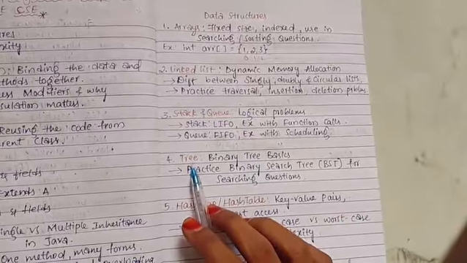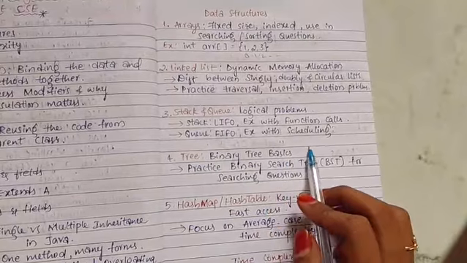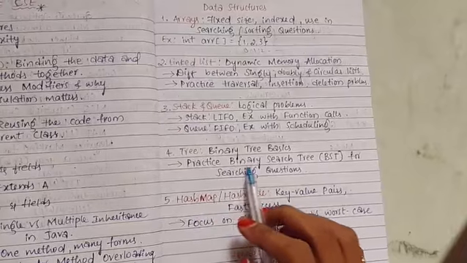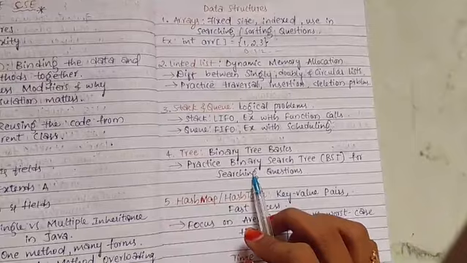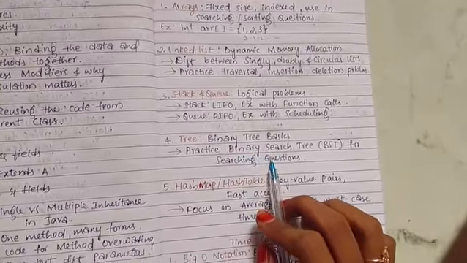The fourth one is tree. That is binary tree basics. You have to learn all the basics of the binary tree, and practice binary search tree, that is BST, for searching questions. You have to practice the BST searching questions.